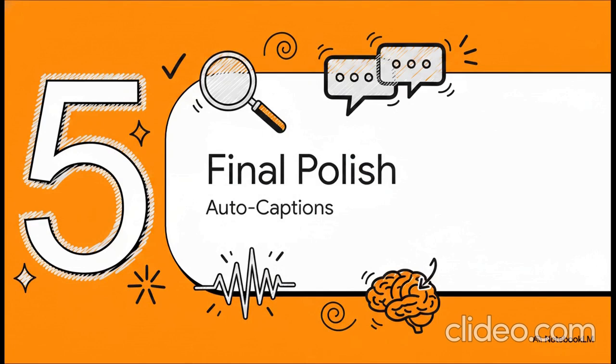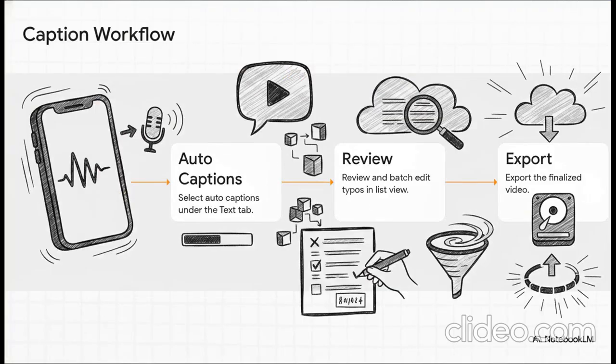We are in the home stretch now. This is where we add that professional polish, which is really all about accessibility and viewer retention. Gone are the days of painfully typing out subtitles by hand. Using advanced AI to automatically transcribe your voice is going to save you so much time. In tools like CapCut, you literally just click Auto Captions, pick your language, and boom, the software drops perfectly synced text right onto your timeline. And the best part? You can quickly review everything and batch edit any weird typos in a simple list view instead of scrubbing through the timeline trying to find mistakes clip by clip.